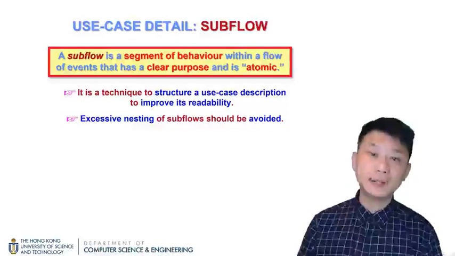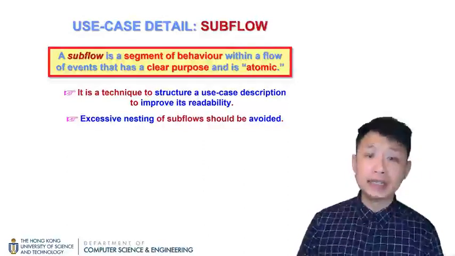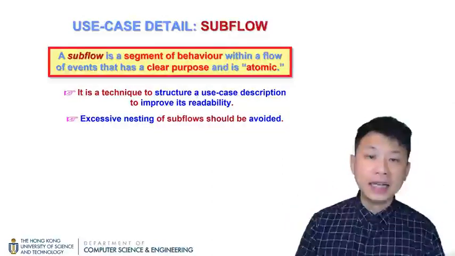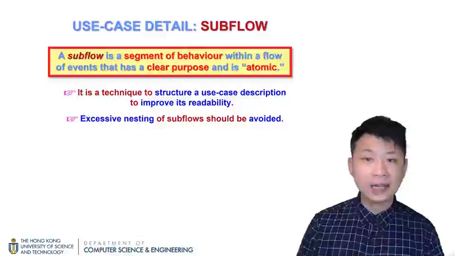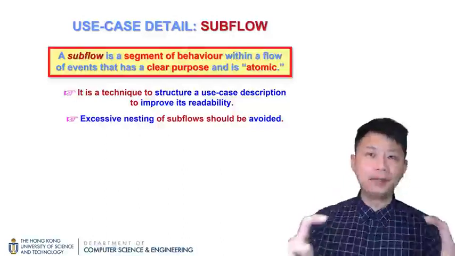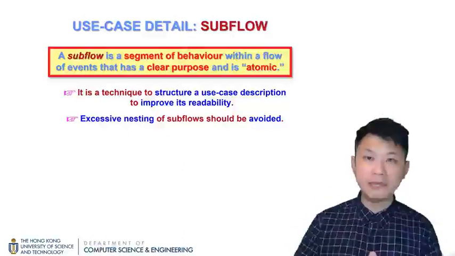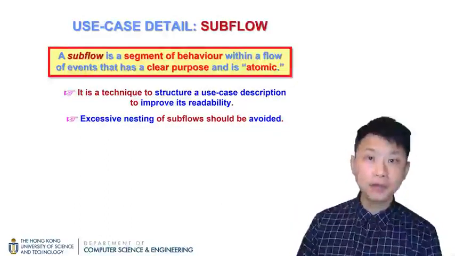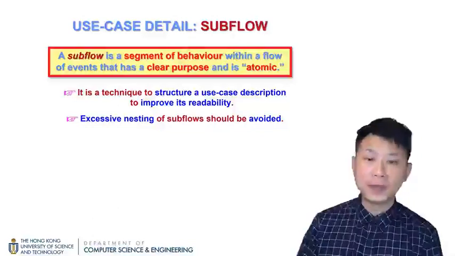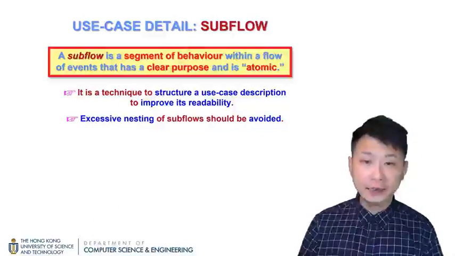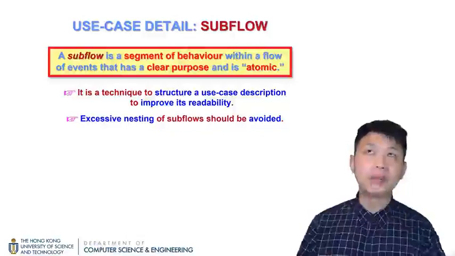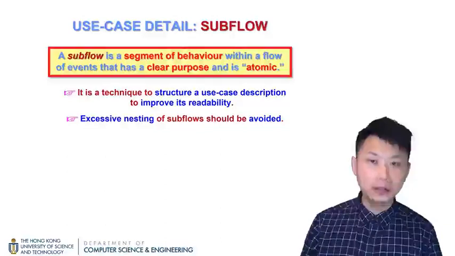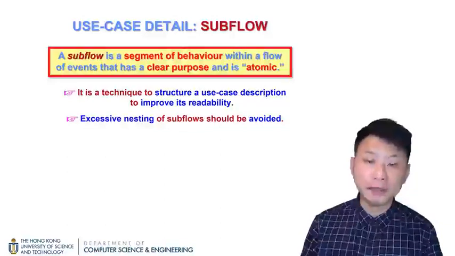And you can also create subflow in your use case specification. A subflow is a segment of events within your use case specification that has a clear purpose and is atomic. And since that segment of events has a clear purpose, we can extract them and put them in a subflow. And by using subflow, we can improve the readability of a use case specification. And excessive nesting of subflows should be avoided. That means you should not put one subflow within another one, because by doing so, you will make your use case specification very difficult to read.